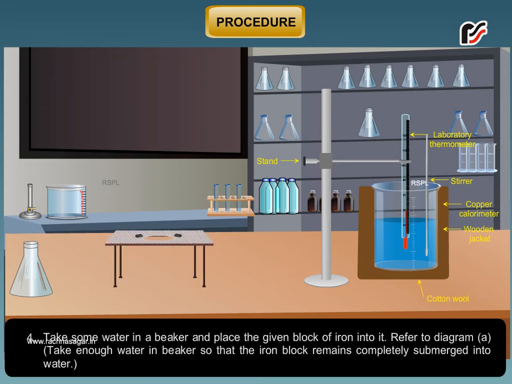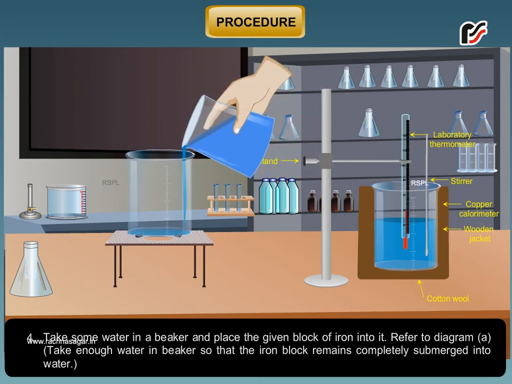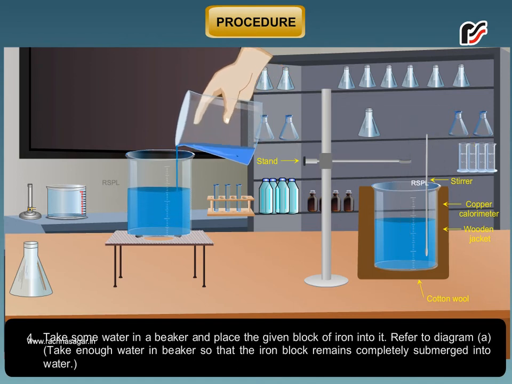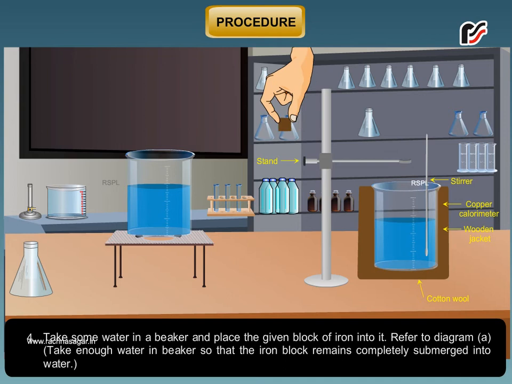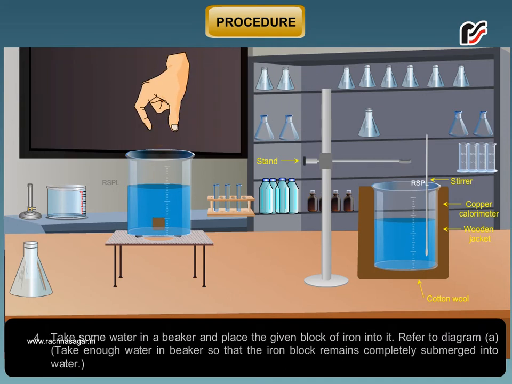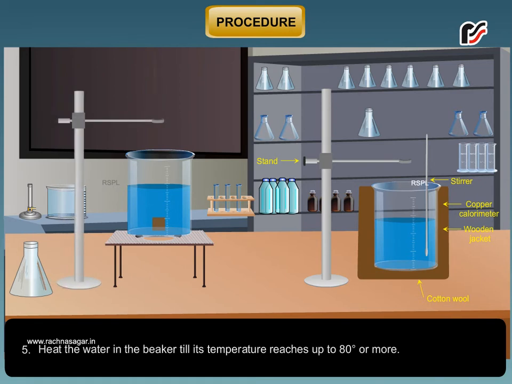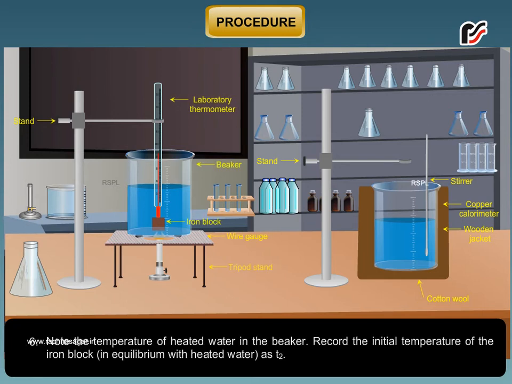Take some water in a beaker and place the given block of iron into it. Take enough water in the beaker so that the iron block remains completely submerged in water. Heat the water in the beaker till its temperature reaches up to 80 degrees or more. Note the temperature of heated water in the beaker. Record the initial temperature of the iron block in equilibrium with heated water as T2.